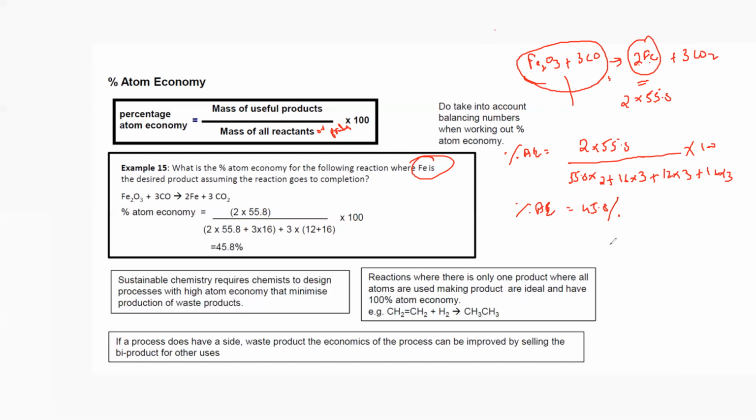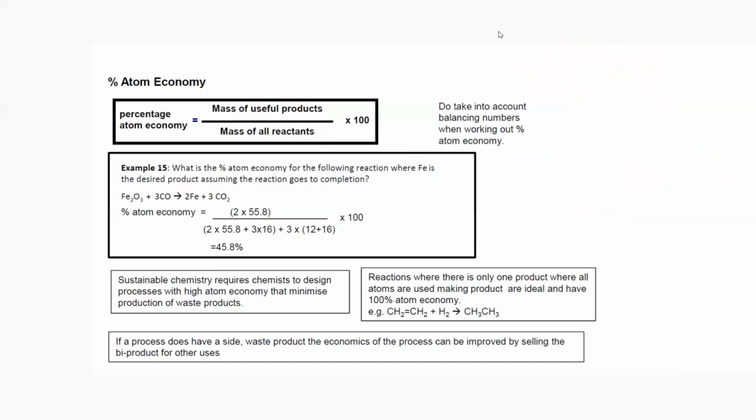Then what is the purpose of this percentage atom economy? The main purpose is that sustainable chemistry requires chemists to design a process with high atom economy. For example, you may have two different processes to prepare the same product. For example, if we are preparing ethanol, how can we prepare ethanol? One is by fermentation. C6H12O6 will decompose into two molecules of ethanol, C2H5OH, plus CO2.